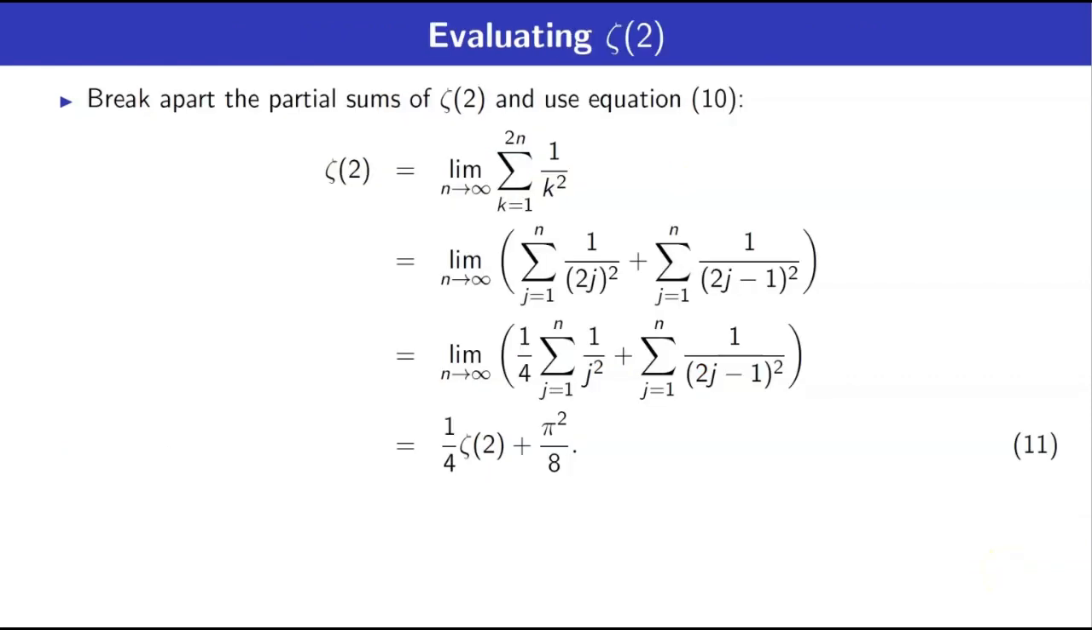What we can do is write zeta of 2 as a limit of partial sums, where the top bound is 2n. Then break the partial sum into odd and even terms. The first partial sum is 1/4 of a partial sum of zeta of 2, and the second partial sum is one whose limit we just computed in equation 10. Taking the limit, we finally have a simple equation that zeta of 2 must satisfy. Solving this equation gives the answer pi squared over 6, and we are done with that.